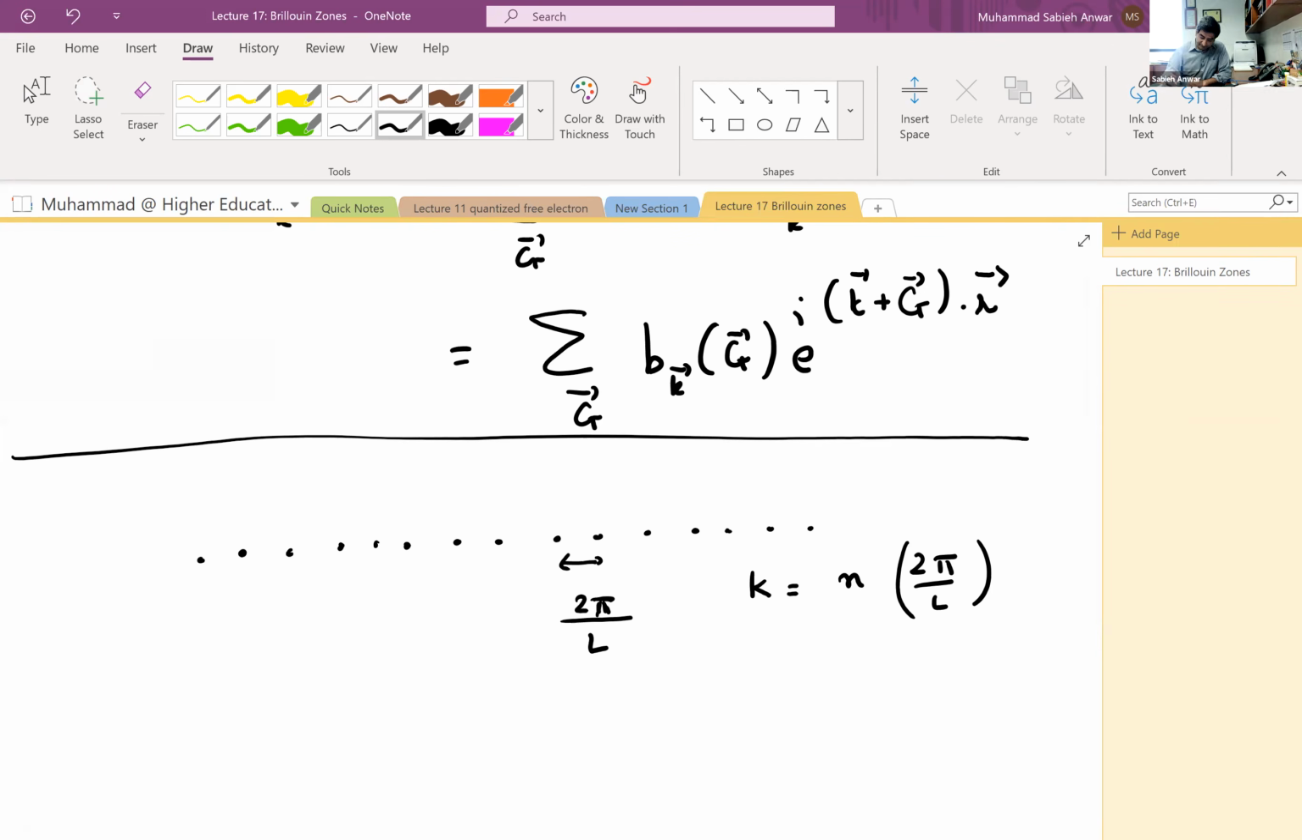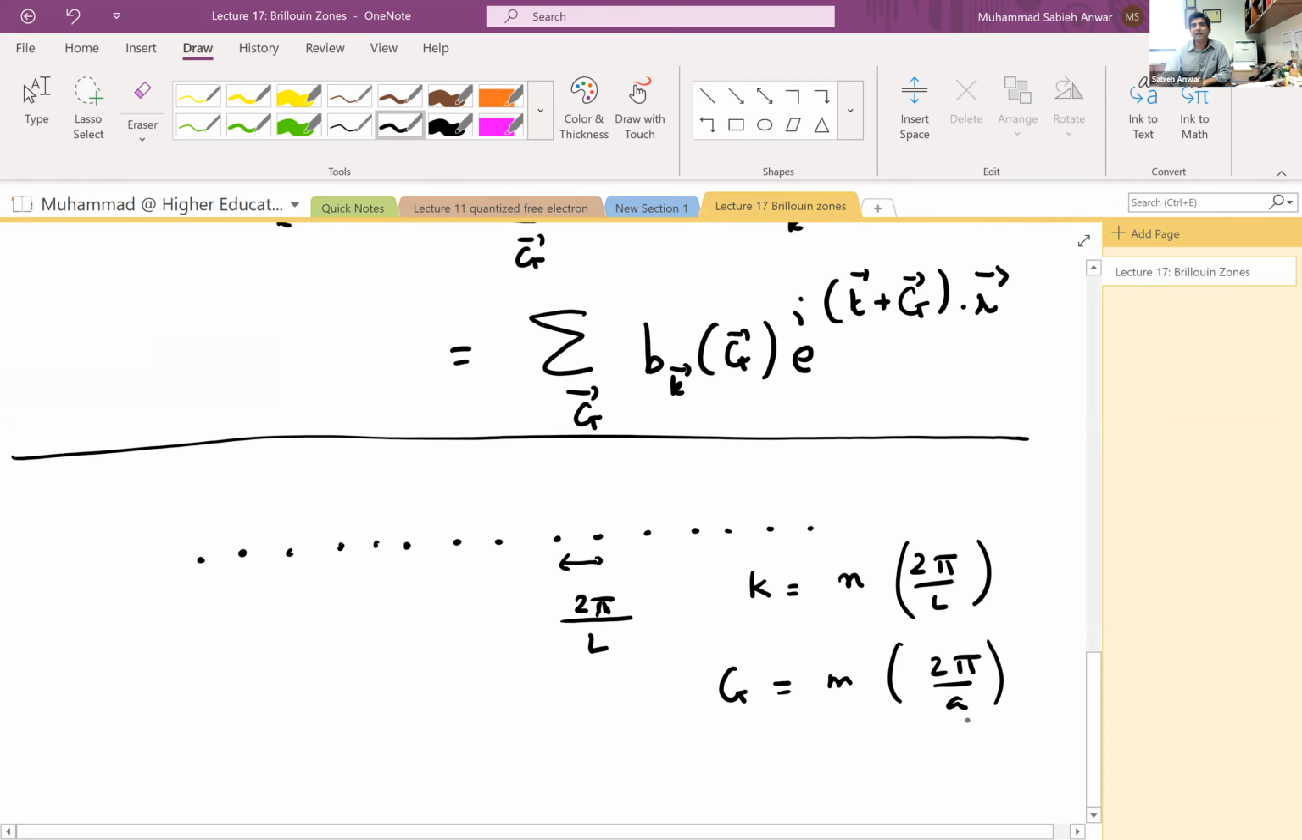And the reciprocal lattice vectors, the G's, in one dimension are given by multiples of 2 pi over A, where A is the unit cell length in real space. So, of course, A is going to be much smaller than L. A could be nanometers and L could be the length of the solid. So, I take a big vector. This big vector could be 2 pi over A. And this is what G is. This is a reciprocal lattice vector.